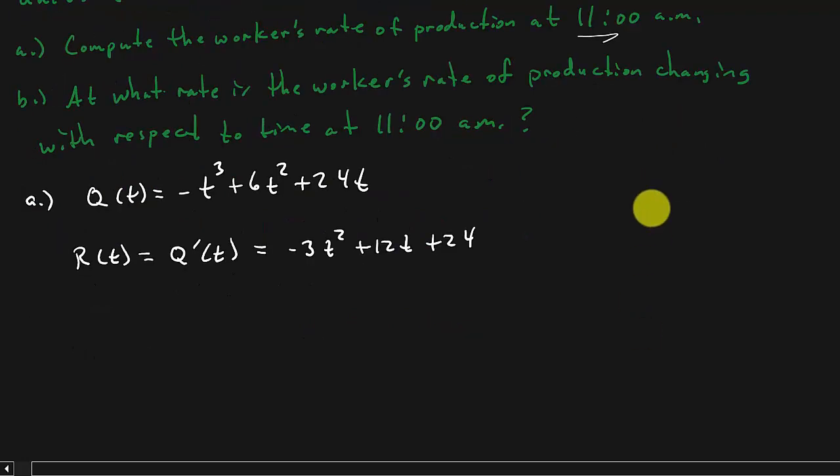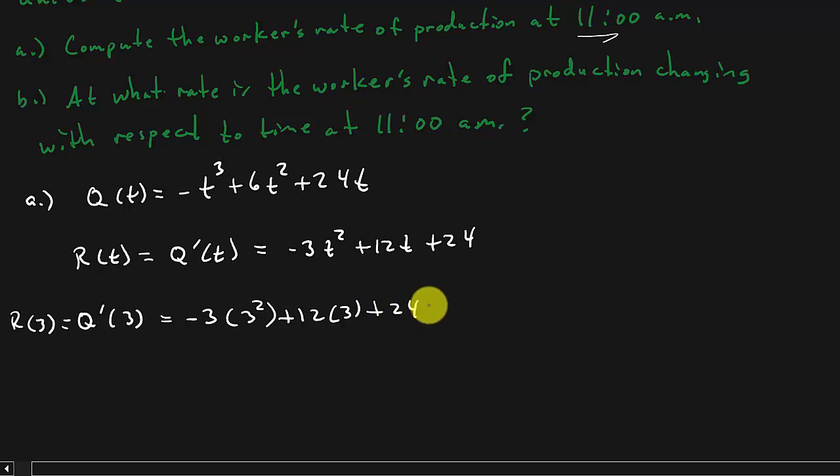And so now we have q prime of 3, which is r of 3, same thing. We just plug the 3 in. Negative 3 times 3 squared plus 12 times 3 plus 24. And that's going to be 33 units per hour. That's the rate of his production. That's the worker's rate of production 3 hours later.